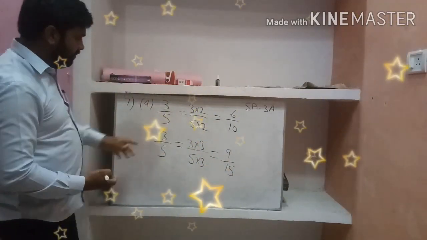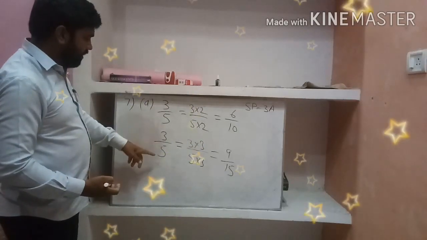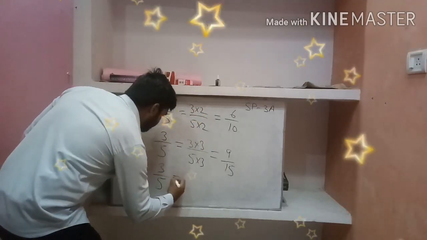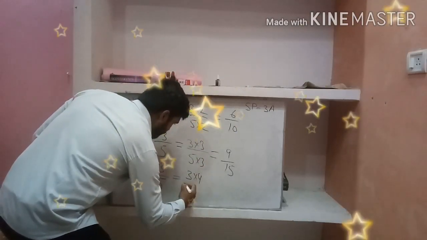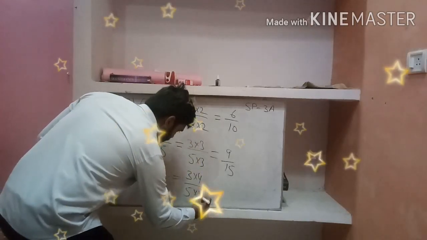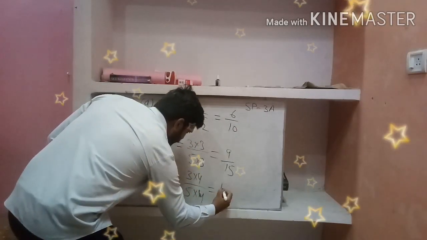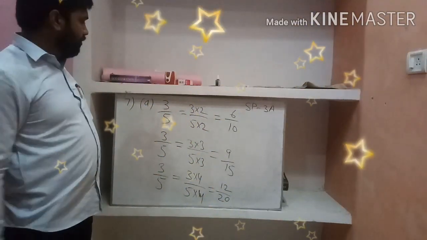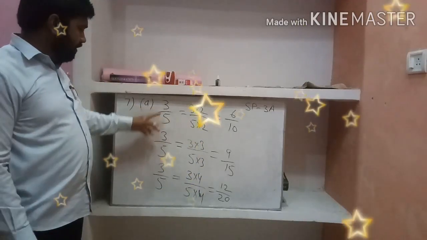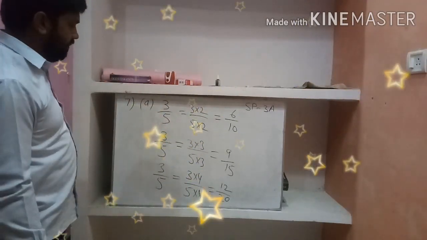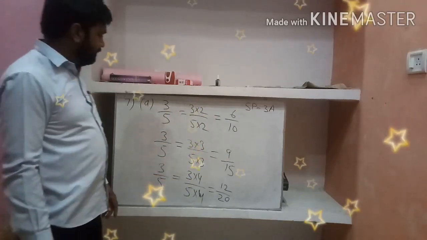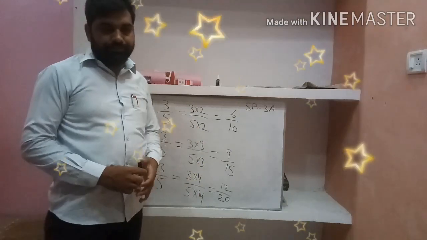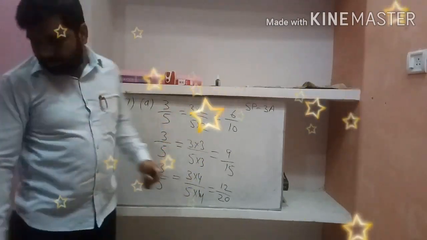Similarly, you can write the third one: 3 fours are 12, 5 fours are 20. So 3 equivalents you have. Now the fourth equivalent will be multiplied by 5: 3 fives are 15, 5 fives are 25. So the next one is 15 by 25. Like this you have to do. Similarly, you can do the other questions also.